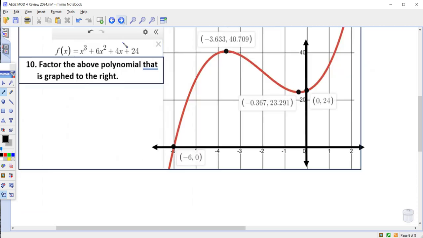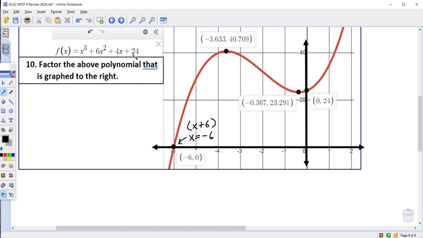Next question, number 10. Factor the above polynomial that is graphed to the right. Well, one thing I noticed right off the bat is, hey, I have a real zero there at x equals negative 6. That means that one of the factors for this polynomial is x plus 6. So I've got this function, x cubed plus 6x squared plus 4x plus 24.